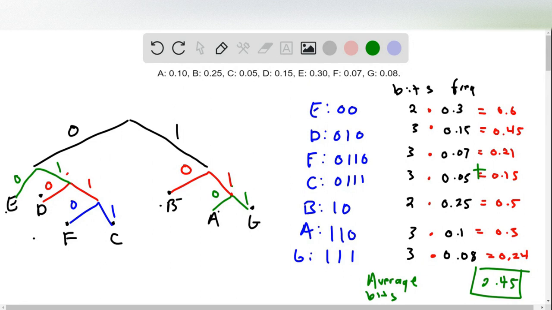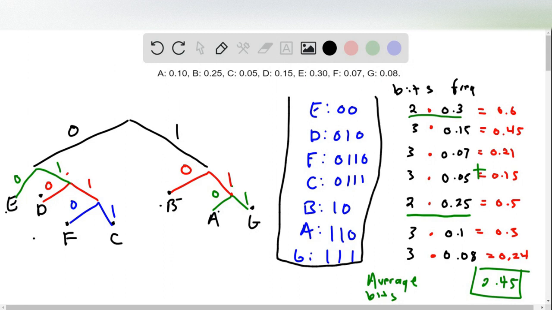And one thing that can kind of tell us that we did this right is that notice how our most frequent letters here have 2 bits while all of our other frequencies have 3. So as long as the most frequent ones have a lower bit count, then it's normally a good way of saying that we did it right. Oh, and then over here we can just say that this is our coding.